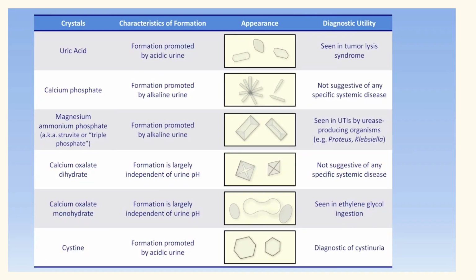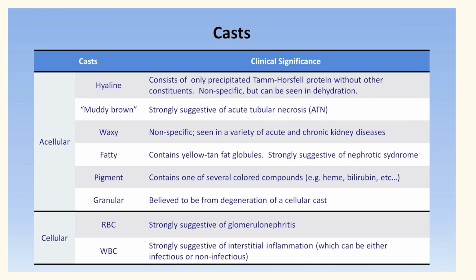So when talking about crystals, these are some of the common crystals, and the most common crystals would be uric acid crystals and the calcium oxalate crystals. And presence of crystals or increased amount of crystals would indicate nephrolithiasis.